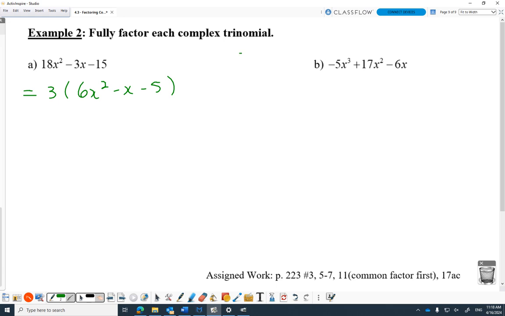Both methods have AC, which is negative 30. 6 times negative 5. Both methods make you find the numbers that multiply to negative 30 and add to negative 1.